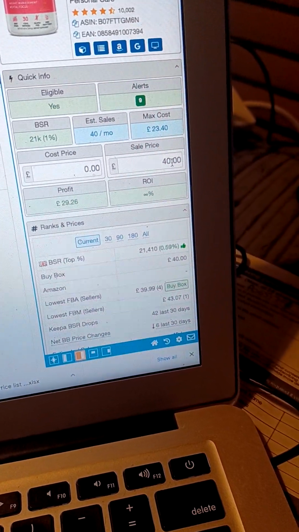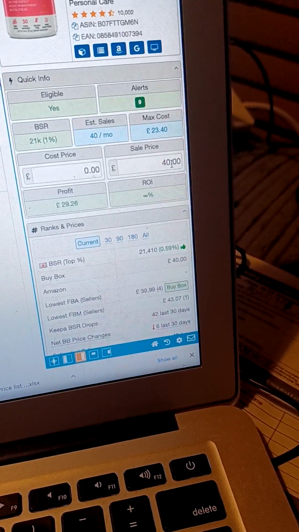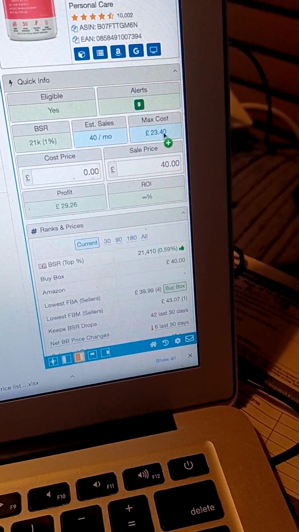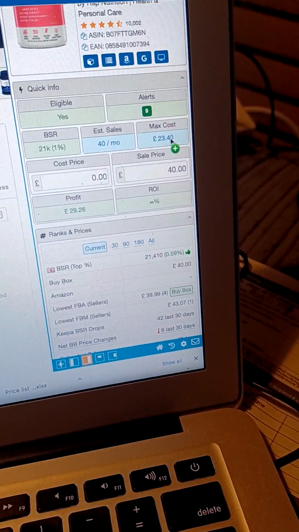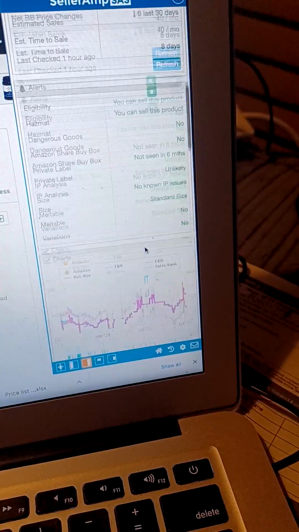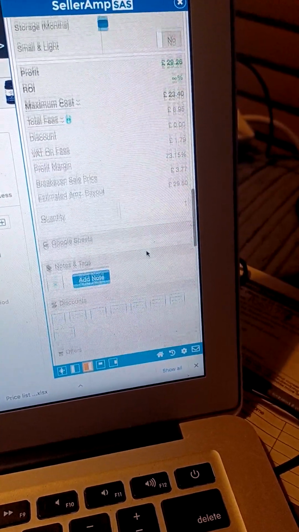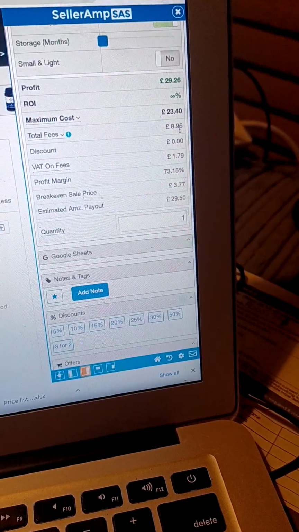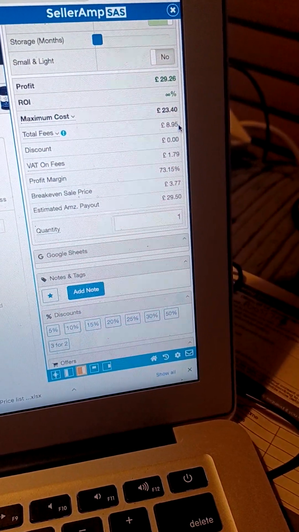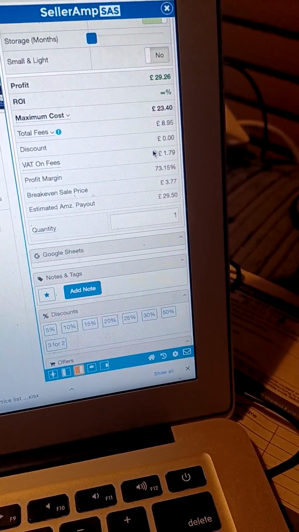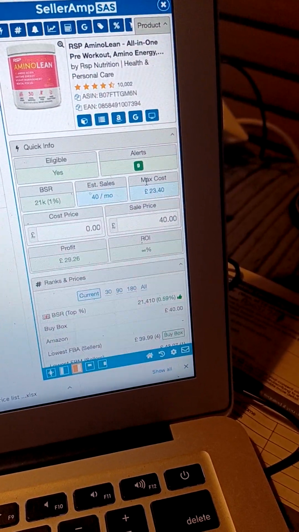Sale price 40 quid. I don't want them going any lower than 40 quid. Any higher? Great. Which means I can't spend any more than £23.40 on buying it. And that works out based on the fees that you will have to pay Amazon to send them the product, them to store it for a little while, and them to post it and package it off to a customer. It costs money for them to do it, and obviously they're going to charge you.